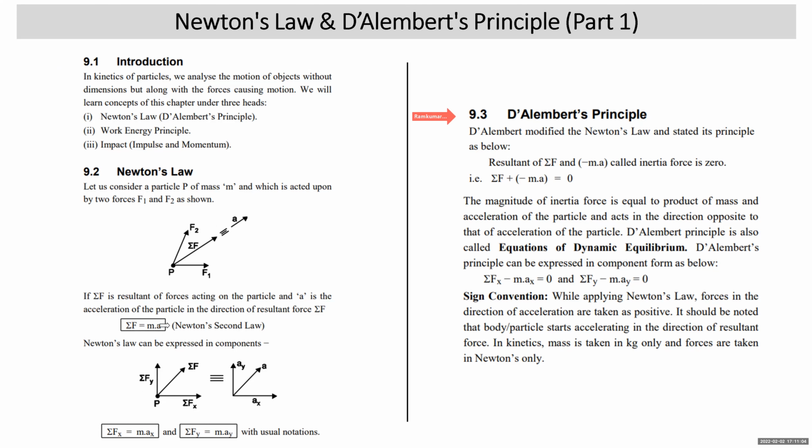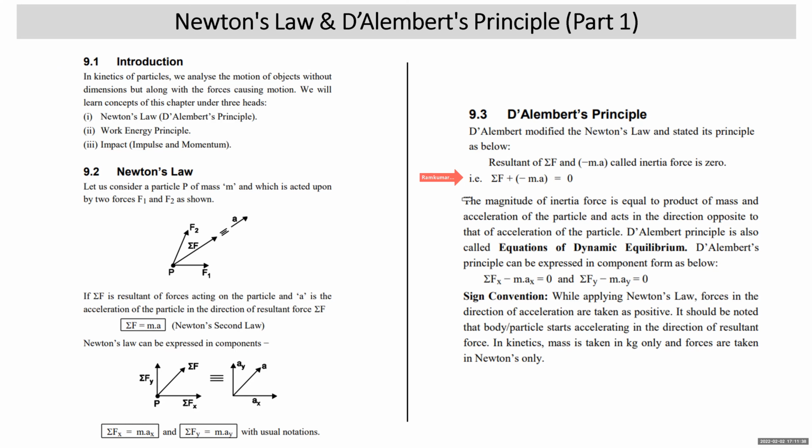He gave the name inertia force to the product of mass and acceleration, and he said that the inertia force acts in the direction opposite to that of acceleration. Then he said the resultant of sigma F and the inertia force, that is minus ma, since it acts in the direction opposite to the acceleration, is 0. So basically ma, which was on the right side, he brought to the left side. If you bring it to the left side, definitely it will be minus. And he named it the inertia force. So he says the resultant of sigma F and minus ma is equal to 0.